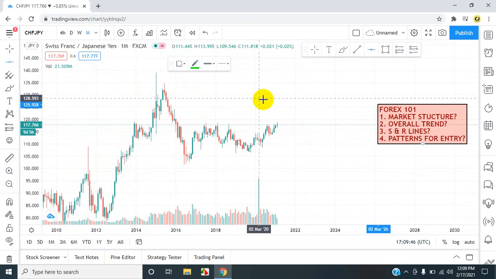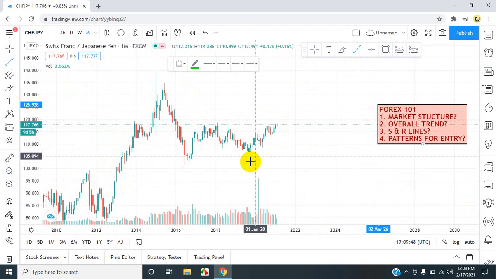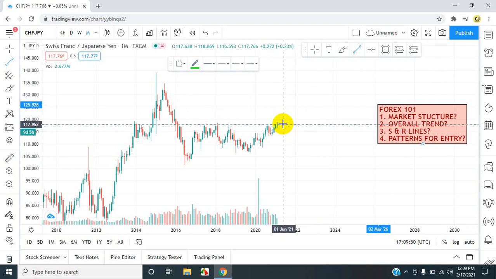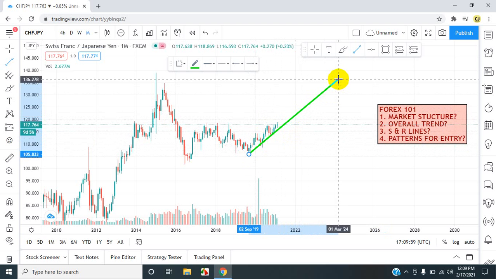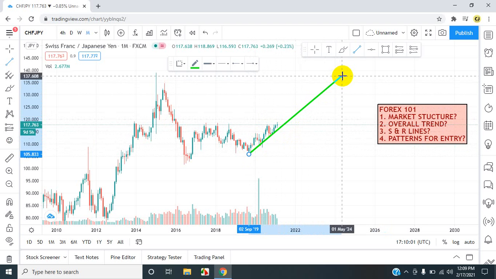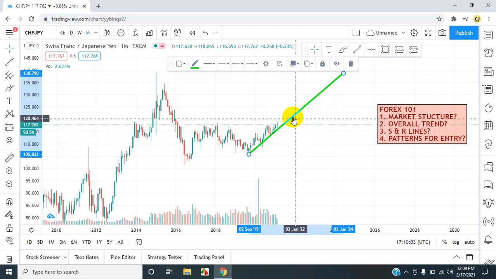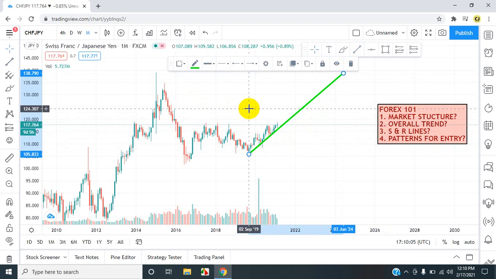Okay, so now we're looking for our overall trend. We're going to grab our trend line so we can see that price action's here. So the first thing we're going to look for is our overall trend. We can see that it's in an uptrend. So we'll start it off from here. Let's see if we can take it to the top here.